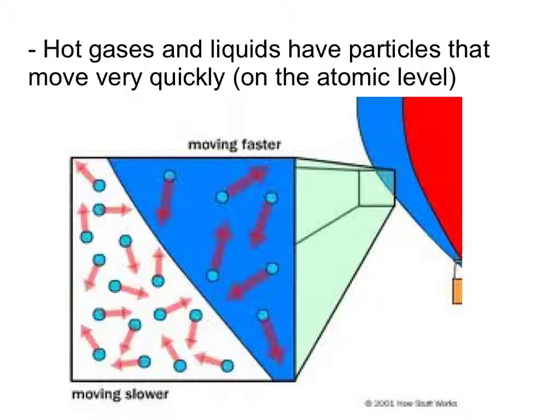Now this all stems from the physical property that hot gases and liquids have, that the particles that make them up are moving really quickly. They're vibrating quickly, they're bouncing off of each other on the atomic level. When you think about this, it makes sense that heat and this kind of quick movement go together.